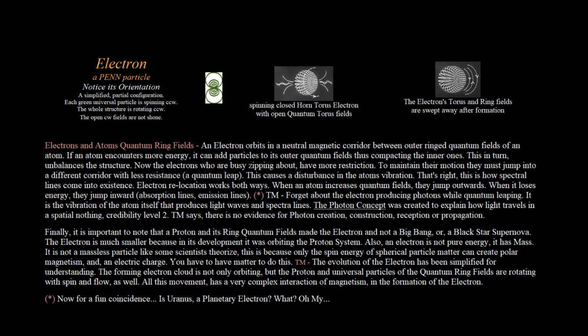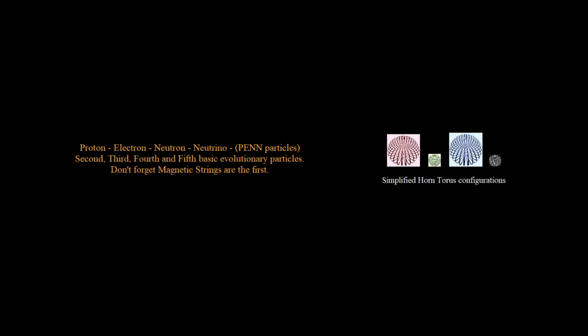Now for a fun coincidence. Is Uranus a planetary electron? What? Oh my! Proton, electron, neutron, neutrino, pen particles. Second, third, fourth, and fifth basic evolutionary particles. Don't forget magnetic strings are the first.